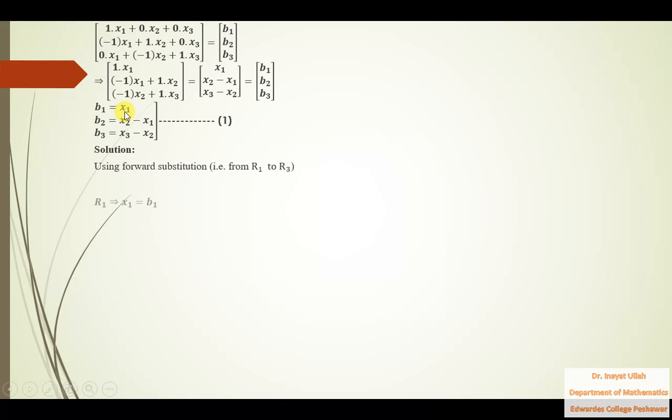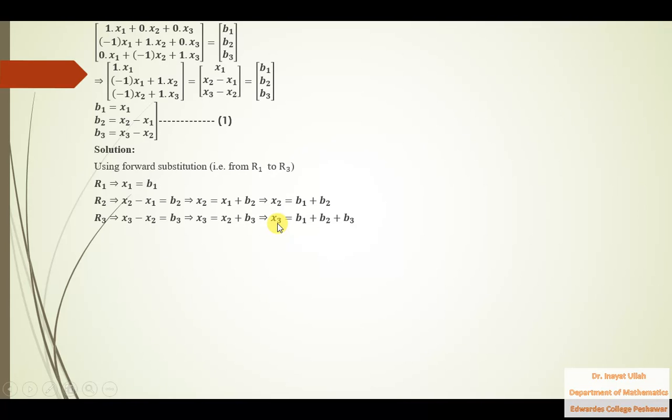From row number one, x1 is equal to b1. Row number two implies x2 minus x1 is equal to b2. Now transferring this x1 to that side implies that x2 is equal to x1 plus b2, but from the first row x1 is b1, so replacing x1 by b1, the value of x2 is b1 plus b2.